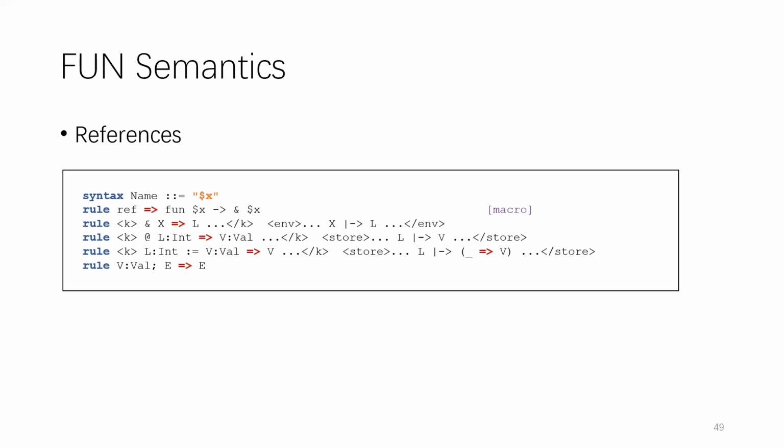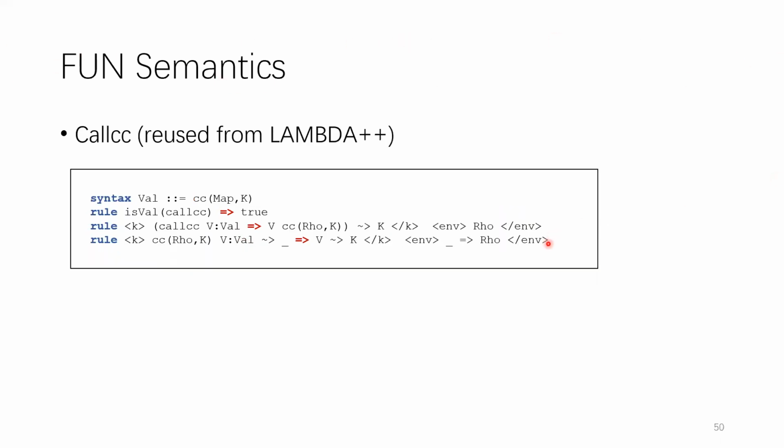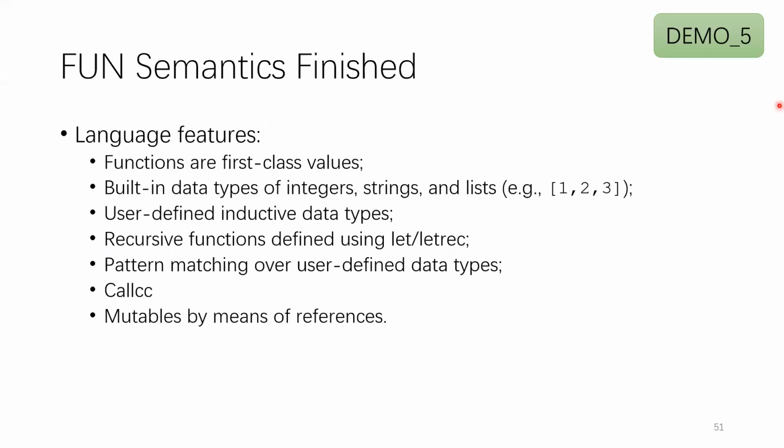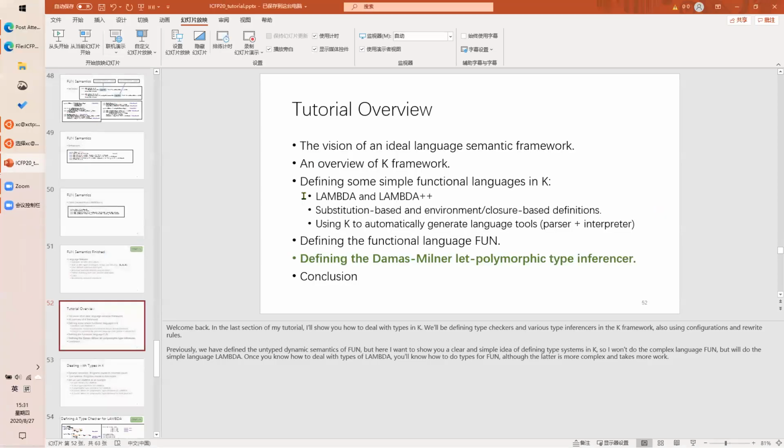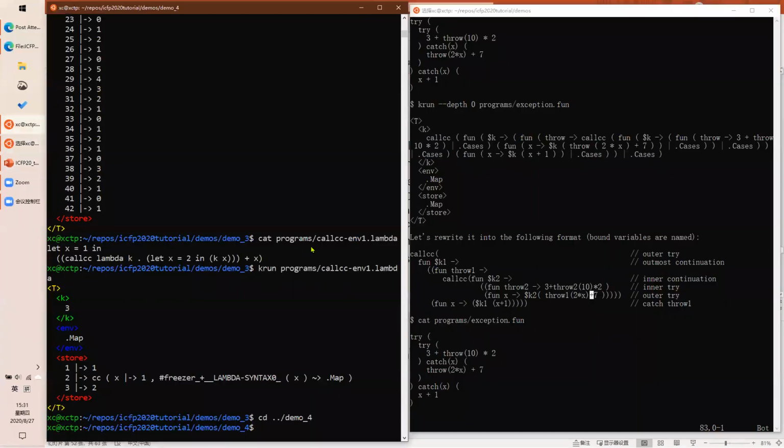Okay, so that's references. So we have callcc, and it's the same in Lambda. So even if we made so much extension, we don't need to change existing rules, because we don't touch how environment is used in semantics, so we just keep this rule. So now we finish the semantics of found. I think now is some time to do the demo, and we can get into the type system. Yeah. Let me show the demo 5.